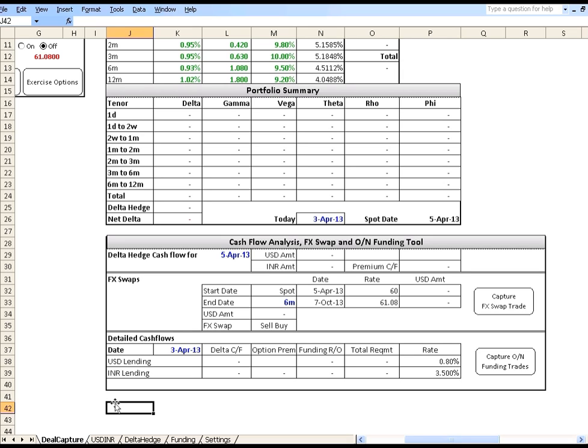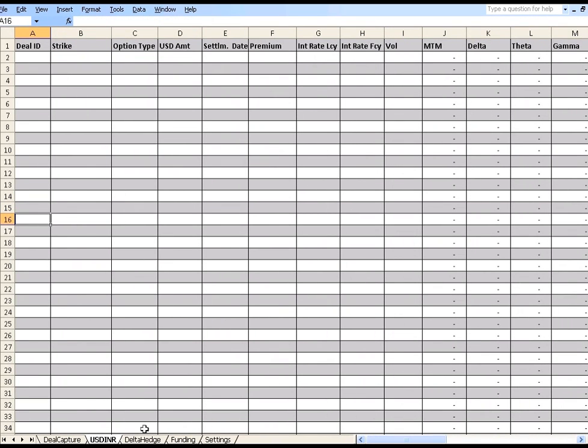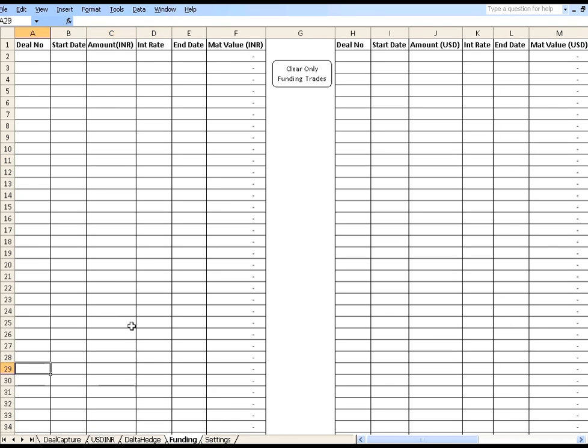Besides this, you have 3 sheets that hold all your trades and do MTM of each of these trades as well as calculate Greeks. Sheet USD INR holds all option trades. Delta Hedge holds all your spot and FX swap trades, while funding holds all the lending and borrowings. Setting is used mainly for controlling market data simulation, which is not covered in this video.